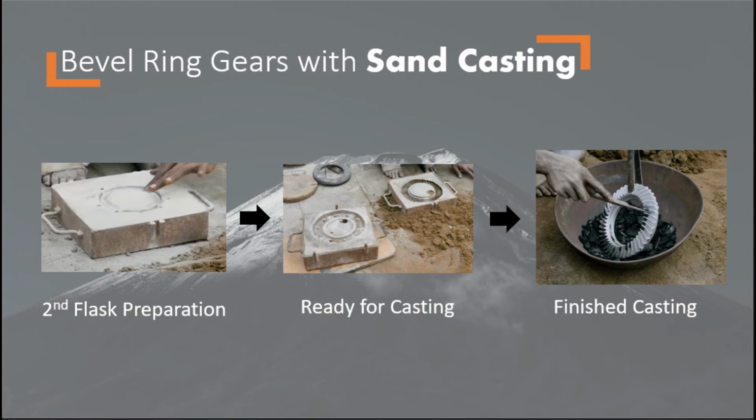Then the second flush preparation with the presence of a sprue, then separate the flush to build the gate, take out the prototype, and then it is ready for casting. The metal is melted down to molten state and poured into the sand mold. Finally, the finished casting product is done and ready for finishing.